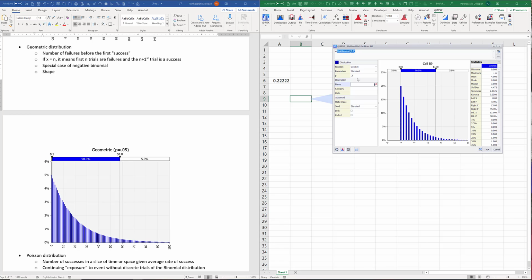For p equal to 0.05, a very small probability of success, there are times when there are some significant probabilities where it may take 60 trials before we get to the very first success, because the probability of success is so small.